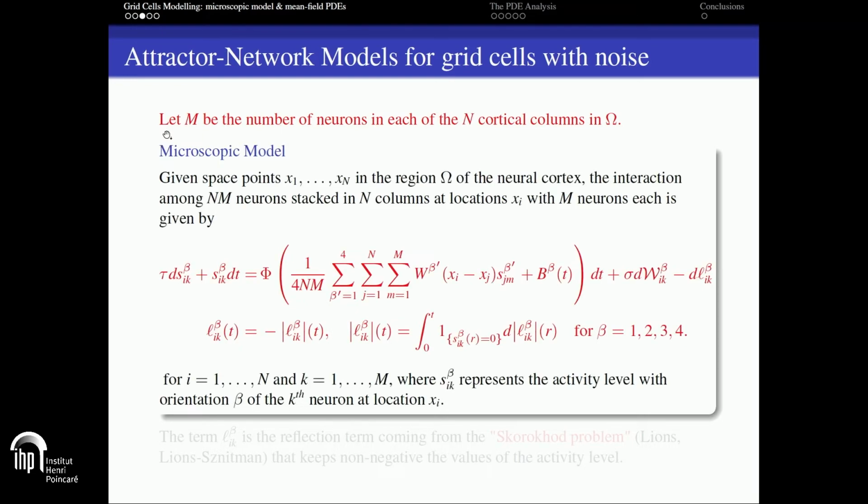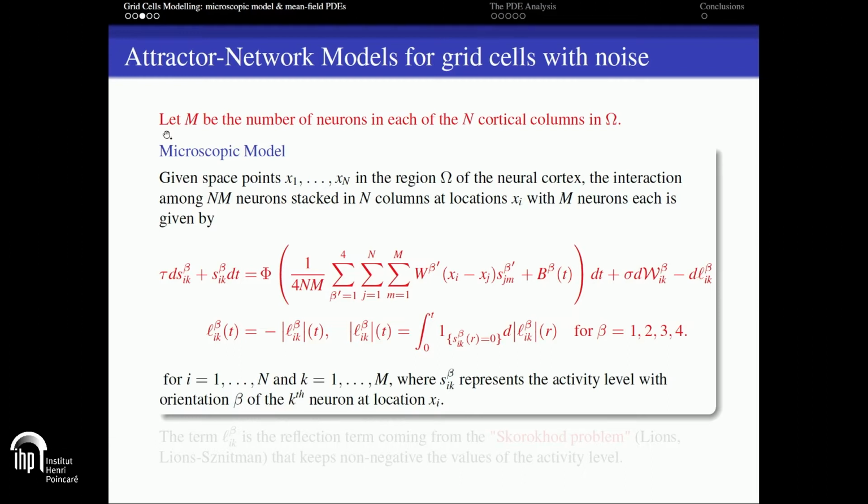Okay, so let me explain the microscopic model that we first thought of to include the noise and to give us the possibility to get to some kind of field approximation. So this is a kind of variation of what we were discussing before. Now I'm going to take M, a number of neurons. I mean, you should think about groups of neurons here, really, not individual neurons, but nevertheless. In each of these N columns that you choose in this square domain in 2 dimensions. Okay, so say that you take the space points x_1 to x_N in this square domain, and the interaction among these N times M neurons that I stack in N columns at locations x_i with M neurons each is given by that, okay?